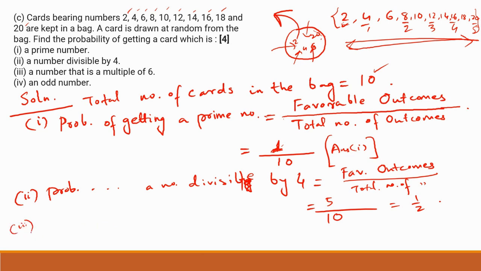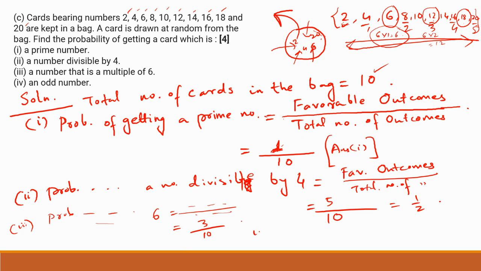Similarly, number 3: probability of getting a number that is a multiple of 6. Just write the entire thing again: favorable outcomes by total number of outcomes. In this case the multiples of 6 will be 6, 12, 18. 6 times 1 is 6, so this is a multiple of 6. 12 is a multiple of 6, since 6 times 2 is 12. 6 times 3 is 18. So we have 3 out of 10. Favorable outcomes is 3, and total number of outcomes is 10.